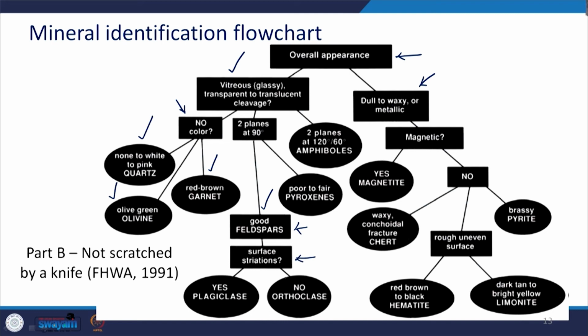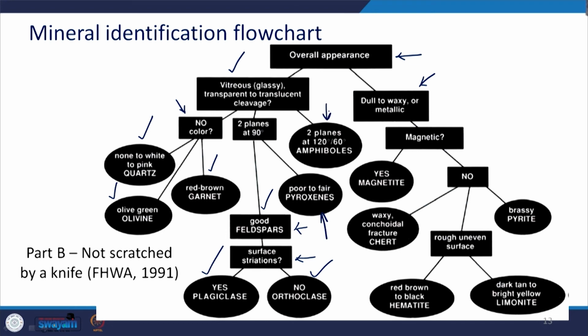Surface striations are a kind of impression on the surface, which can be caused by the movement of ice, for example a glacier. So, if it is present, then it is plagioclase, otherwise it is orthoclase. Now, if these two cleavage planes are poor to fair, then the mineral is pyroxene, and if you have two cleavage planes at 120 degrees and 60 degrees, then it is amphibole.